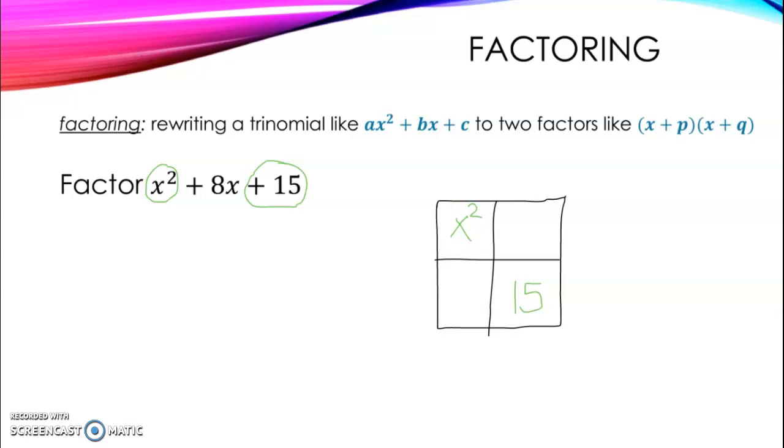So for our purposes, we are going to be having x by x in the top left and on the top of the box. And then we want to think about what numbers are going to multiply to give me this constant down here, 15. And it's not very clear what we're going to put in these diagonals quite yet, but we do know that they need to add up to 8x.